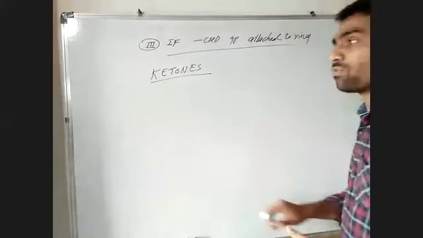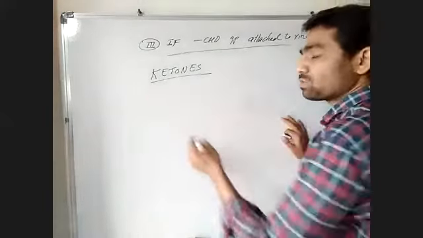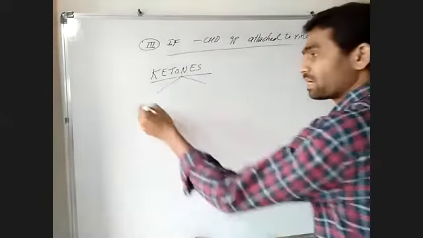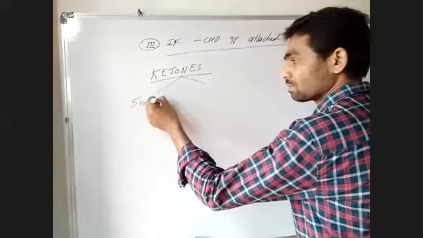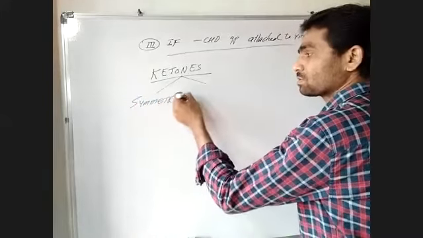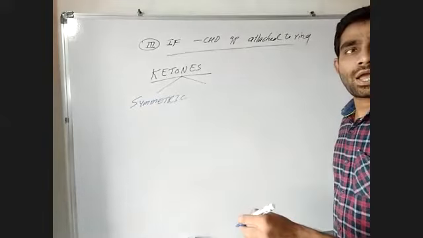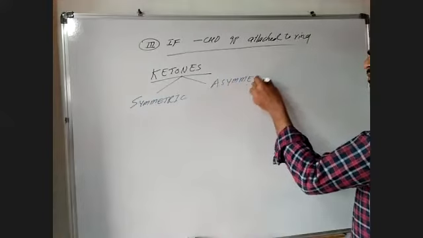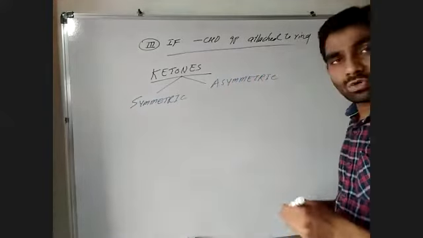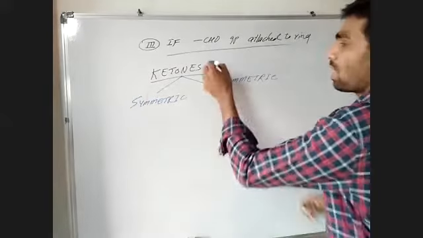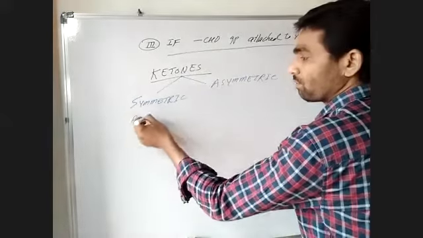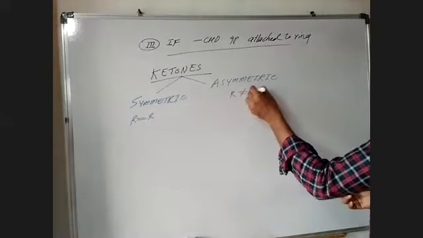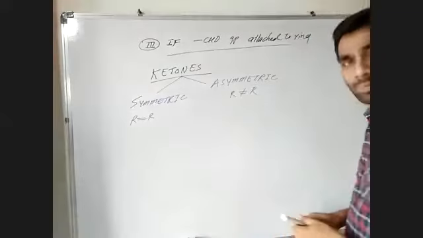Ketones are of 2 types: symmetric ketones and asymmetric ketones. What is the meaning? When R is equal to R, and when here R is not equal to R. Let us take examples and explore this idea.